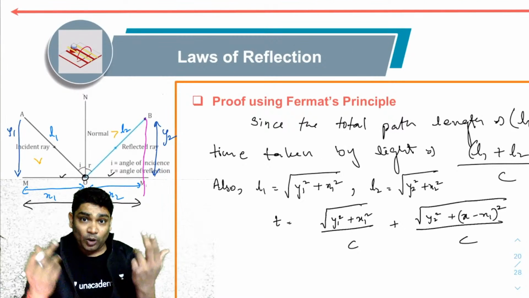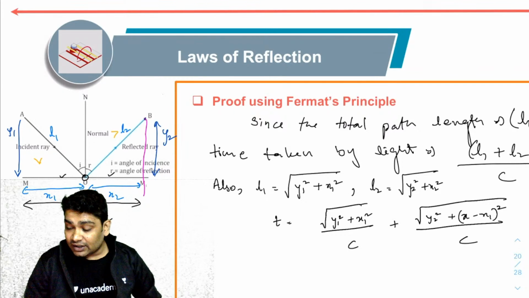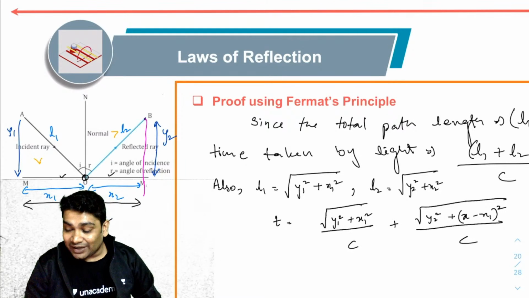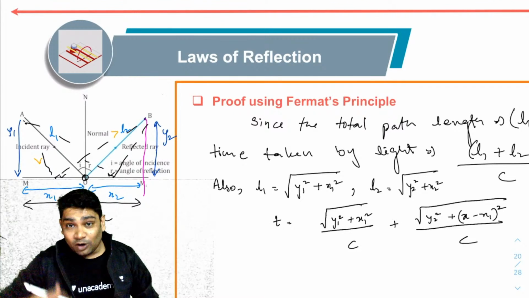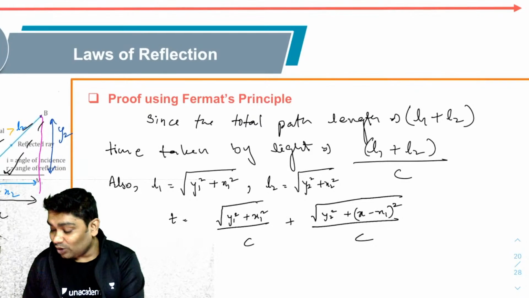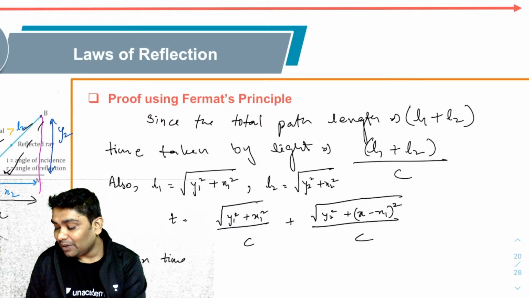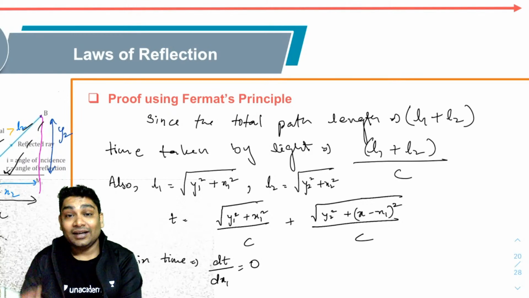So the points A and B are fixed. What I can change is the point where this light hits this surface, right? That is on me. I can make it here, I can make it here. X1 is the only variable that I control. So in order to minimize the time, for minimum time, I know that dt over dx1 should be 0. Okay, now let's do that.